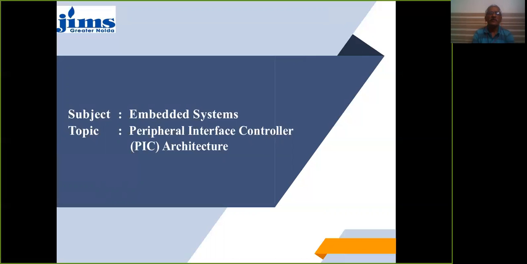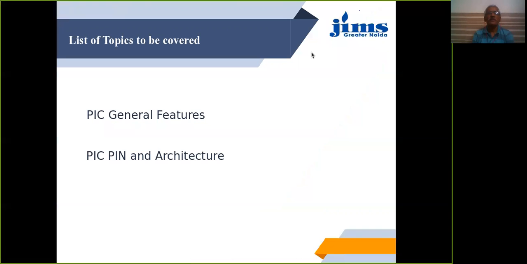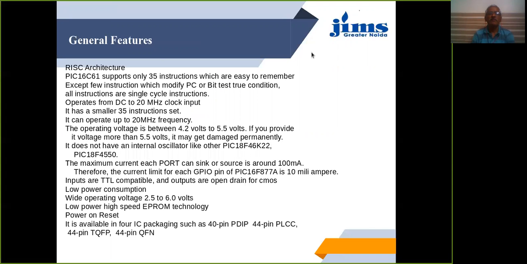The topics we'll be discussing are the PIC general features. Then we'll discuss a specific example, the 16F877 microcontroller, its internal pin diagram, and the architecture. So let's start with some of the basic features of this series of controllers.